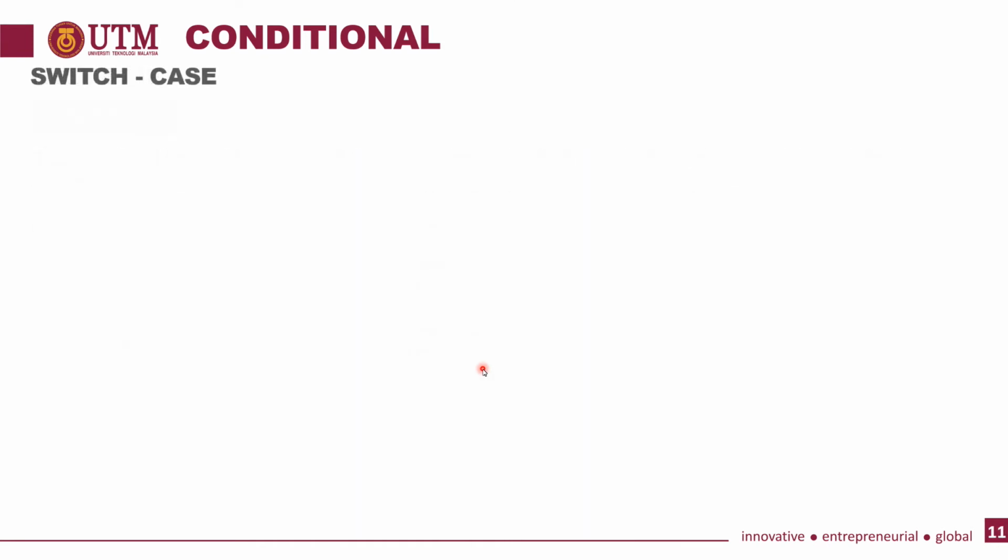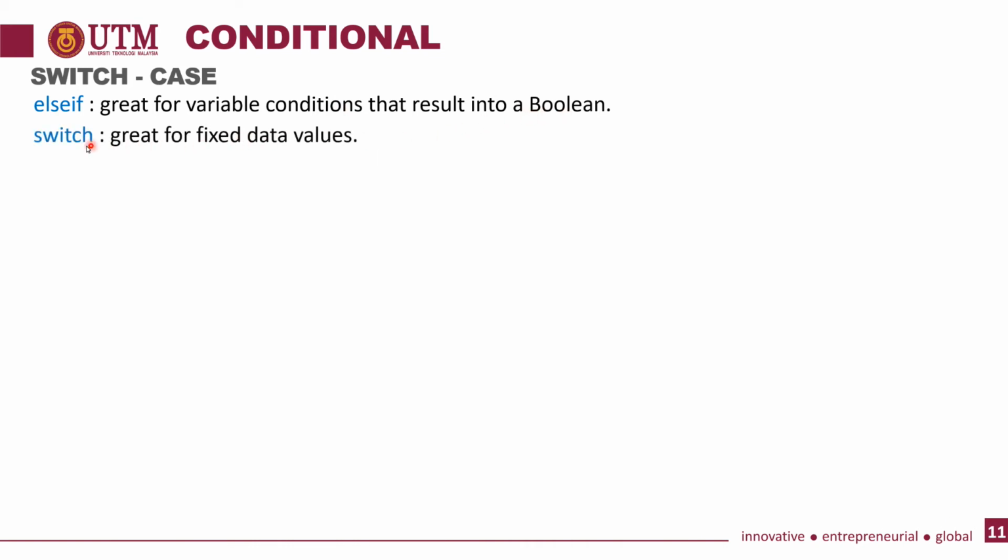Okay, so next is switch case. What is an example of switch case and how do you create a switch case? Let's take a look at the example. Else if is the conditional case, which is great for variable conditions that result in a boolean, but switch case is great for fixed data values. For example, else if is great if you have a condition over a range of values. For example, if 1 until 5, what will happen? If 2 until 3, what will happen? So else if is great in that situation.